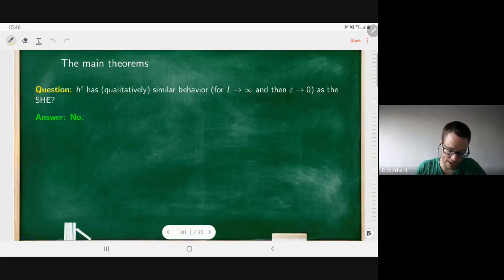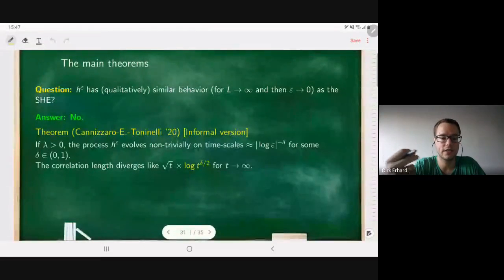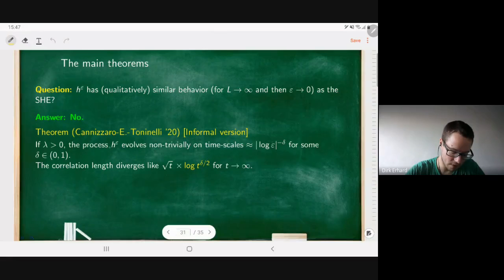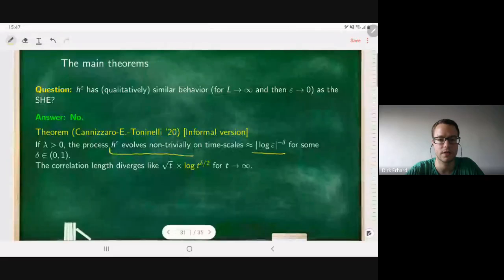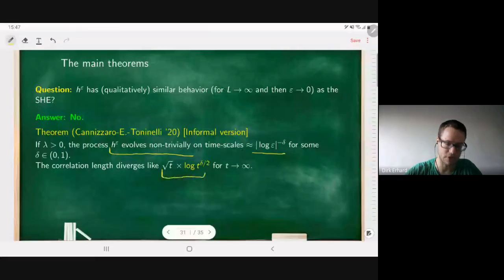An informal way of formulating it would be like this. As soon as lambda is not 0, so as soon as there's a non-linearity, this process h epsilon evolves non-trivially on timescales of this order. If you think about it, log epsilon to the minus delta goes to 0, so it evolves non-trivially on very, very short timescales. And it has a correlation length of this form, square root of t times log t to the delta half. So not diffusive.